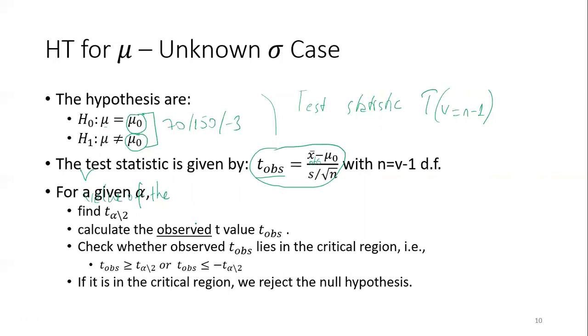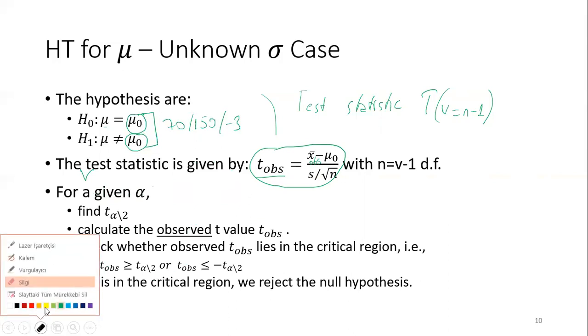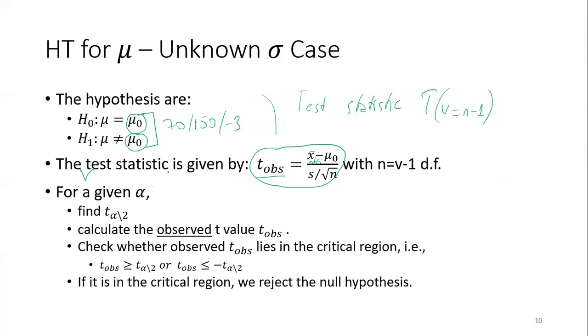For any given alpha, what we will do is find the t alpha over 2 value, then find the observed t value, t observed, and check whether t observed is in the critical region, that is, check whether t observed is greater than the t alpha over 2 value, or smaller than minus t alpha over 2 value.